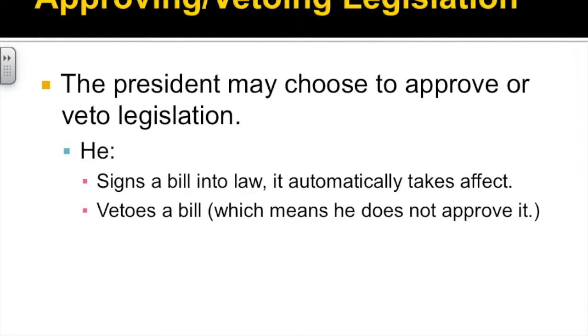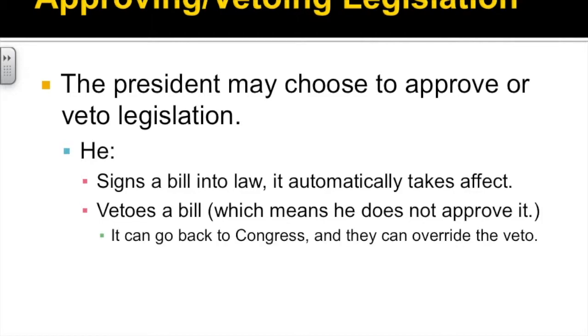He could also veto a bill, which, as you know, this means he doesn't approve it, and at that point it does go back to Congress, and they have the ability to override the veto.